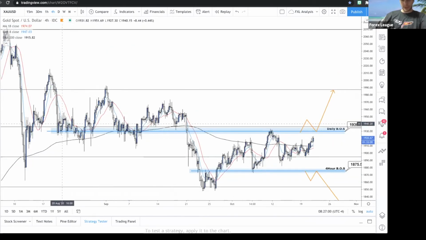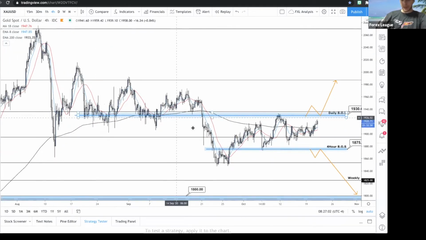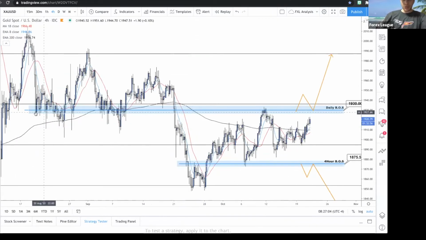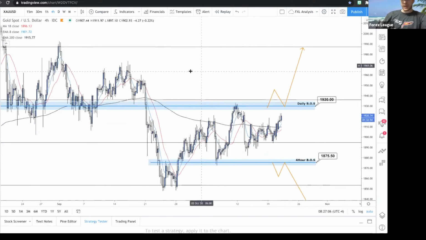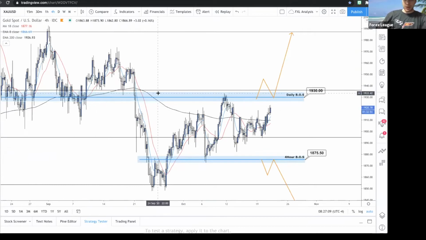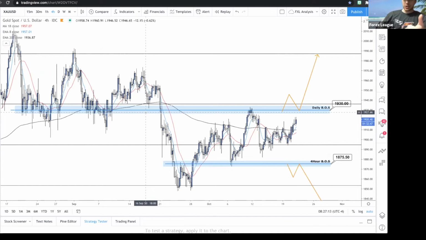Okay, so here's that triangle I was talking about. Key support was right here at 1930. Also, all the daily higher lows were right in there. So when that zone broke, it went bearish on the daily. Okay, so weekly's bullish, daily's bearish, 4 hours bullish now as well.